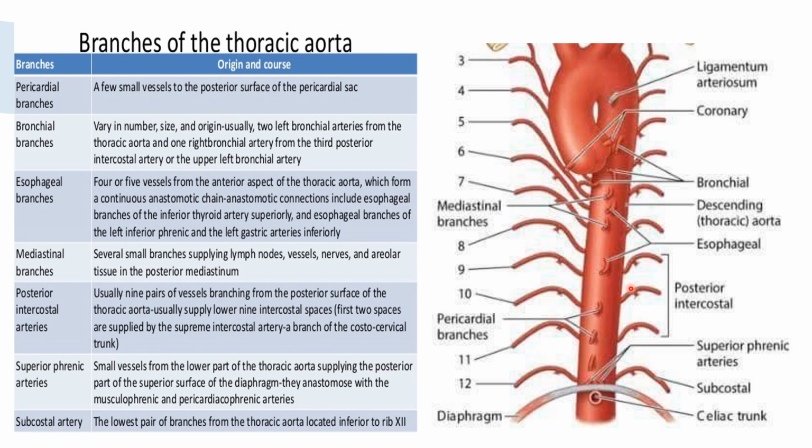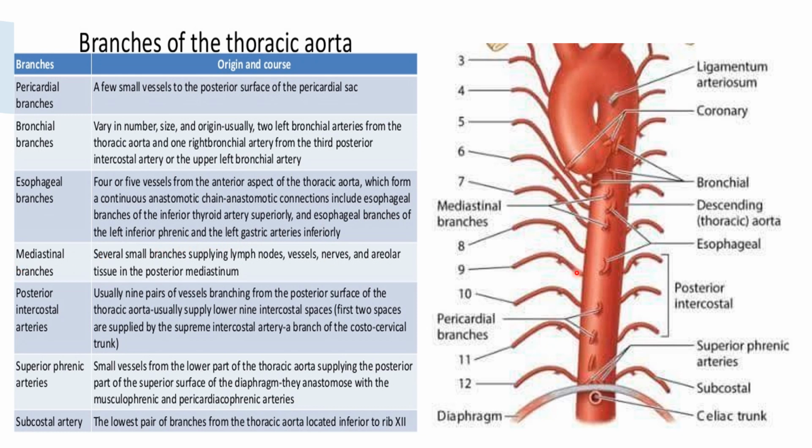Esophageal branches: you can see here the esophageal branches, 4 or 5 vessels from the anterior aspect of the thoracic aorta. We can make out here in this diagram the esophageal branches from the descending thoracic aorta, which form a continuous anastomotic chain. Connections include esophageal branches of the inferior thyroid artery superiorly and esophageal branches of the left inferior phrenic and left gastric arteries inferiorly. So these arteries form anastomosis with the other arteries.